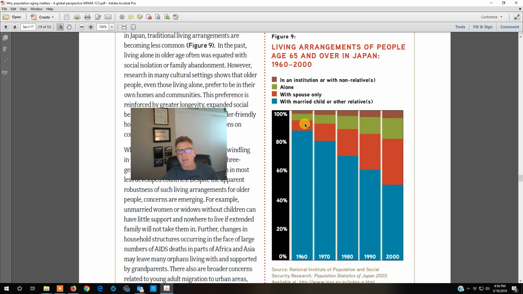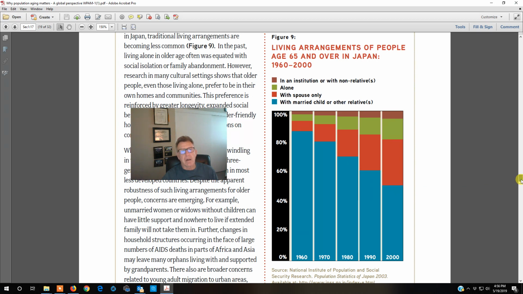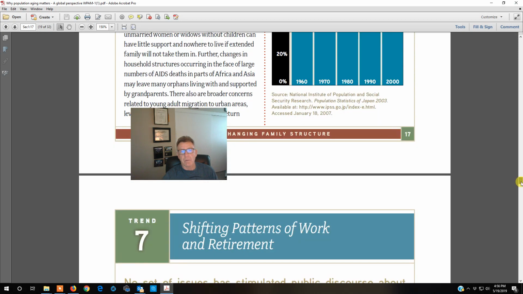And we see in the 60s, not a high percentage of people lived alone or were in an institution, like an assisted living facility type of institution. We see that the big growth is people living alone on a percentile basis, more people in institutions, living with the spouse only, and the children are playing a far less role. They're out there living in the city, trying to get ahead. So this is a big shift in terms of generational structure.